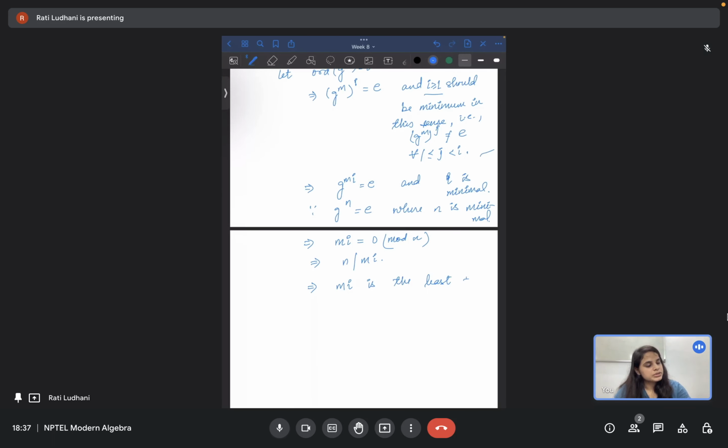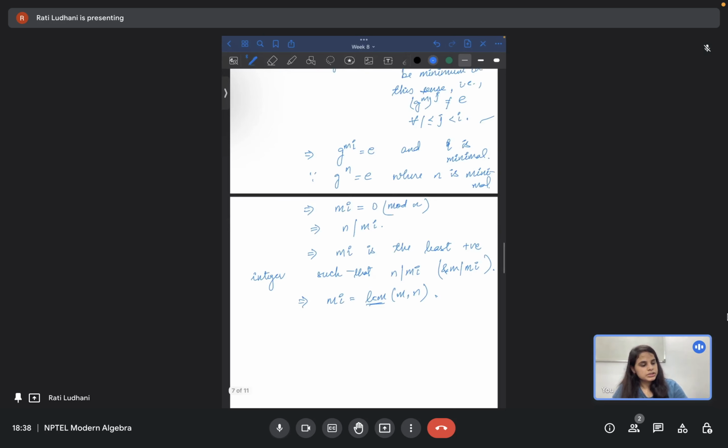Mi is the least positive integer such that n divides mi, and clearly m divides mi, which is not required to be written because it is written in the form of mi. Now this is the least positive integer, so this implies mi should be the LCM of m and n, the least common multiple of m and n, from the definition.